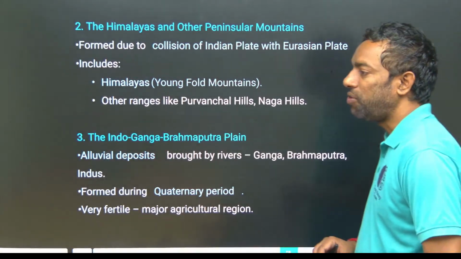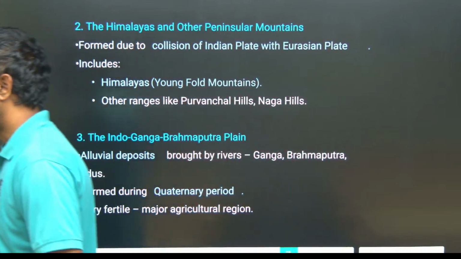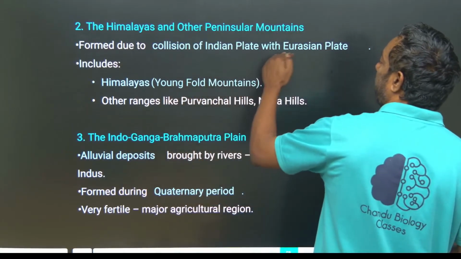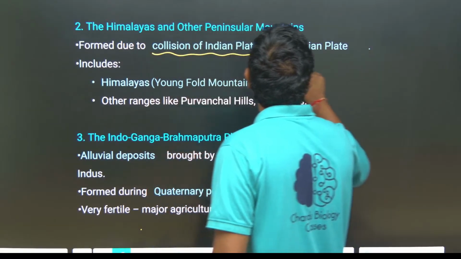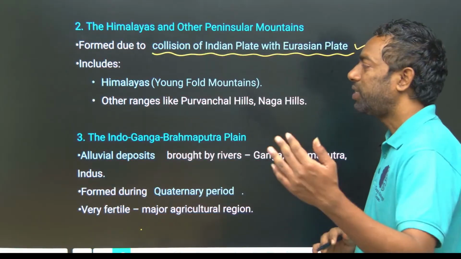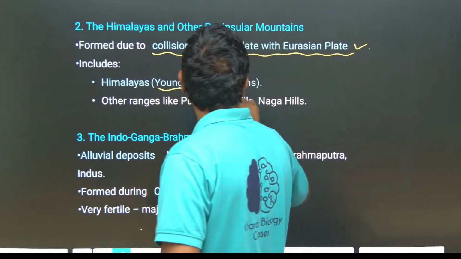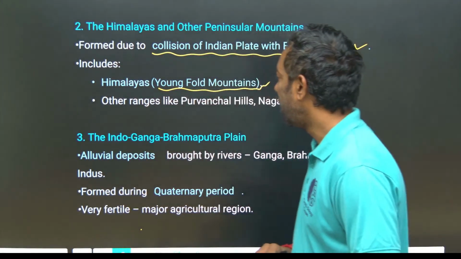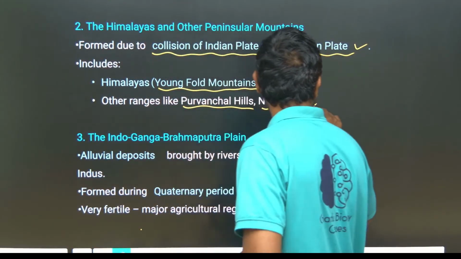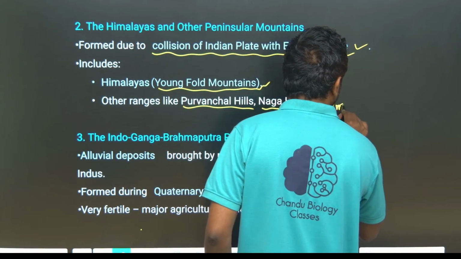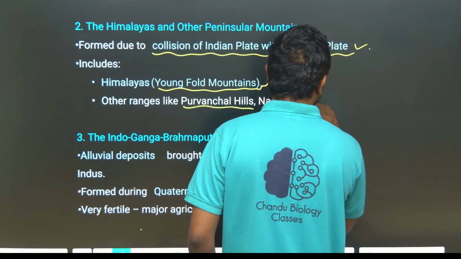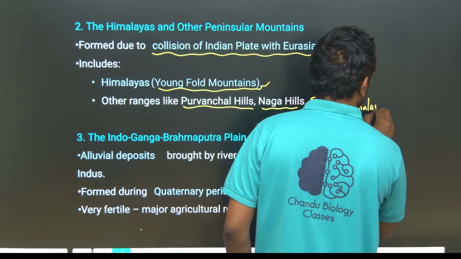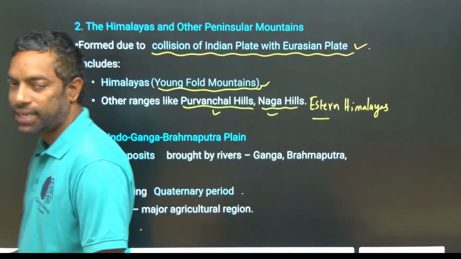Himalayas and other peninsular mountains, guys. They formed due to the collision of the Indian plate with the Eurasian plate. Himalayas are formed by the collision of two landmasses. Himalayas are the young folded mountains. We are going to discuss each series of Himalayas, each range. And other ranges like Purvanchal hills and Naga hills are the eastern Himalayas, guys.